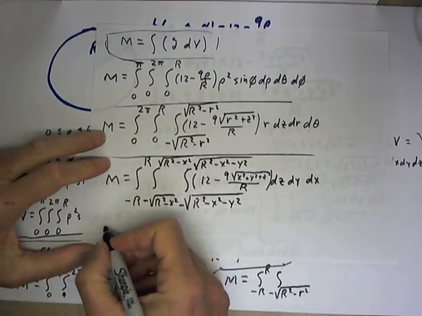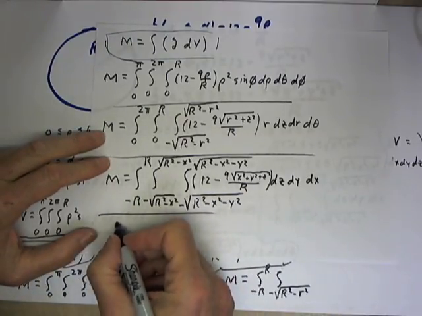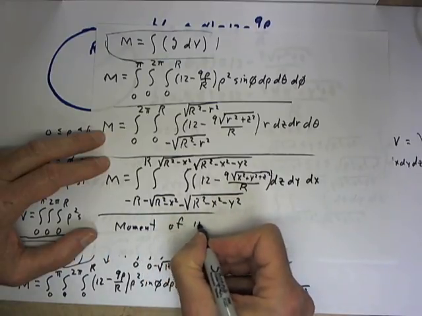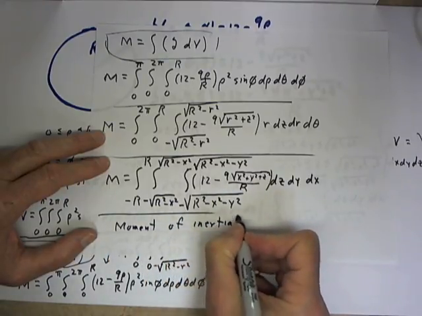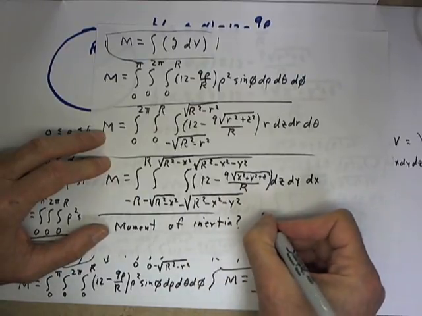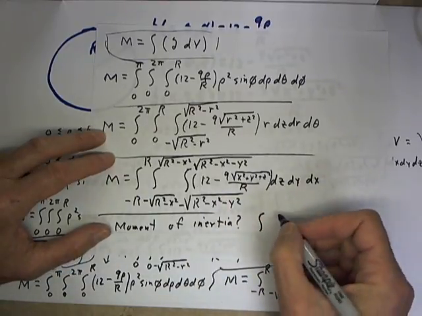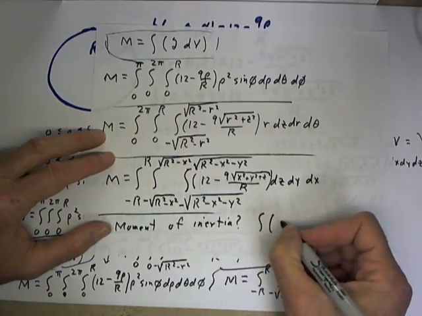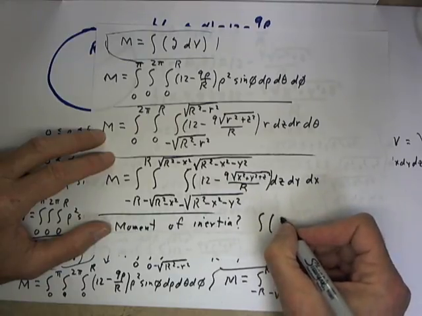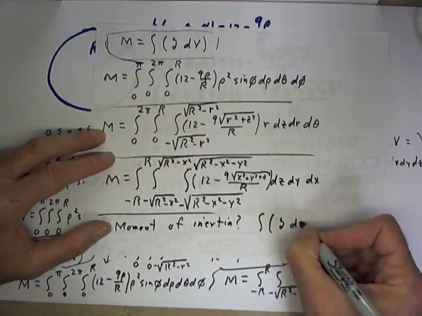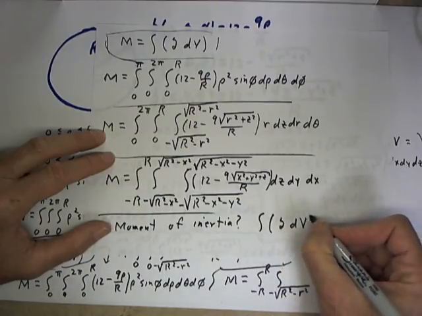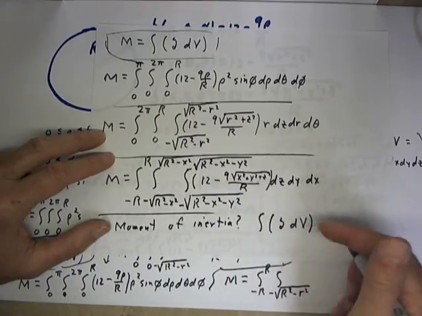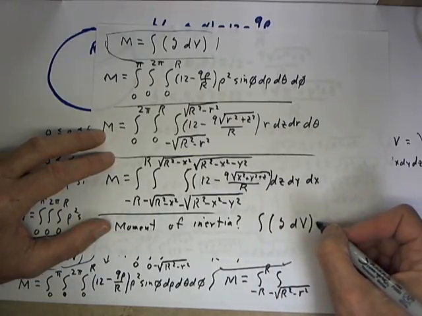Now we could ask what happens if we want to calculate moment of inertia. Now that is an integral of, let me write this in an order that makes sense in terms of moment of inertia. Of course, we're going to change the order when we do the integral.